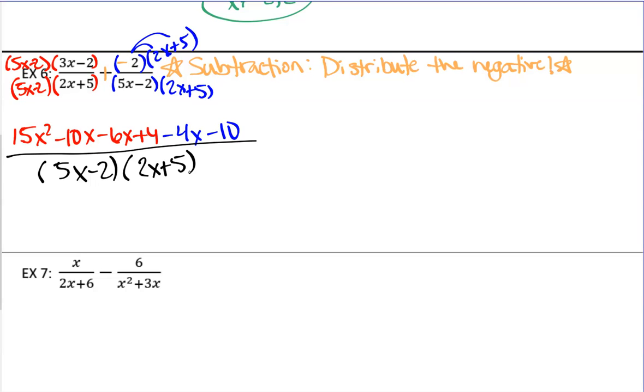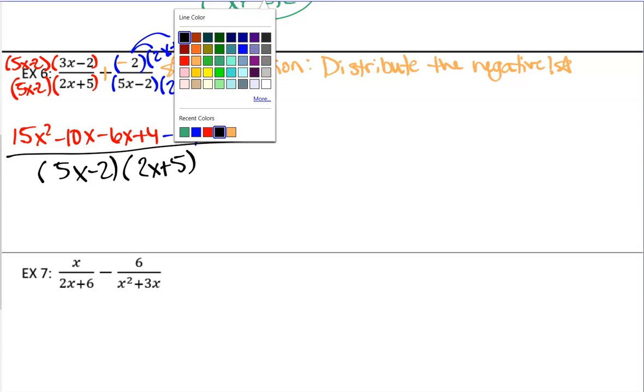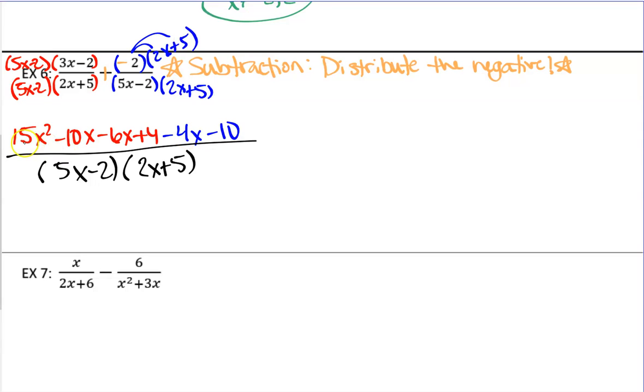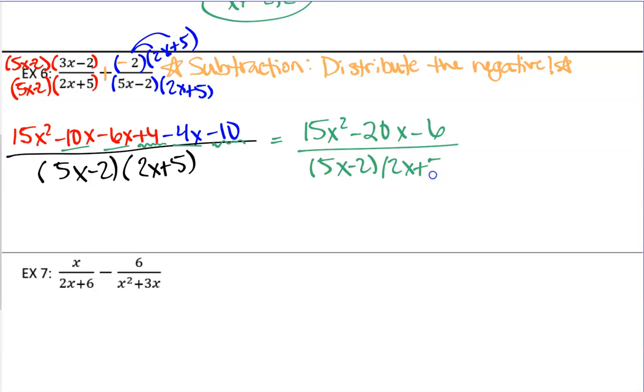All right, let's simplify and combine like terms in our numerator. So what do we have? I only have one x squared, so 15x squared is still going to lead it. My x's, let's see here, negative 10x, negative 6x, and negative 4x give me negative 20x. And then I have 4 minus 10, which combines to give me negative 6, all over our common denominator of 5x minus 2 and 2x plus 5.